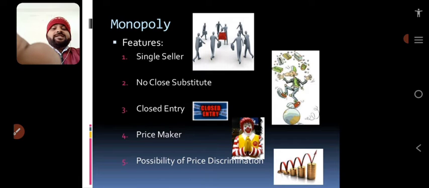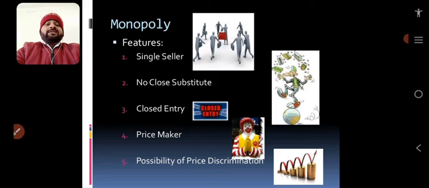The features of monopoly: single seller. In monopoly, there is a single seller of the commodity in the market. There exists no difference between the monopoly and the industry because no other firm is allowed to enter the industry. No close substitutes. There are no close substitutes for its product. It is the sole producer of a unique product.